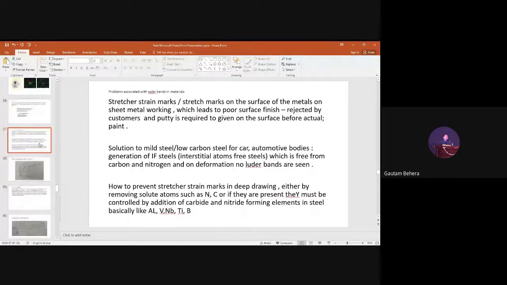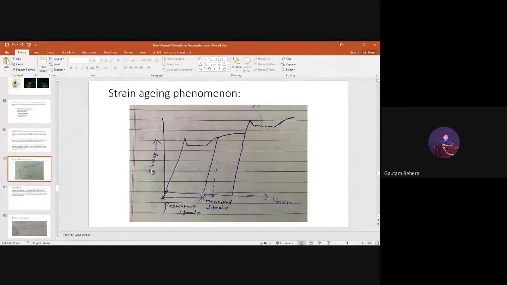Okay, fine. So everybody has understood this yield point phenomenon, Luders bands, and the problems with Luders bands, right? And the solution to that. Now, due to interaction between the dislocation and the solute atom, we have solid solution strengthening. And the second one is the yield point phenomenon, as we see. And there is another phenomenon we can see, that is the strain aging phenomenon.